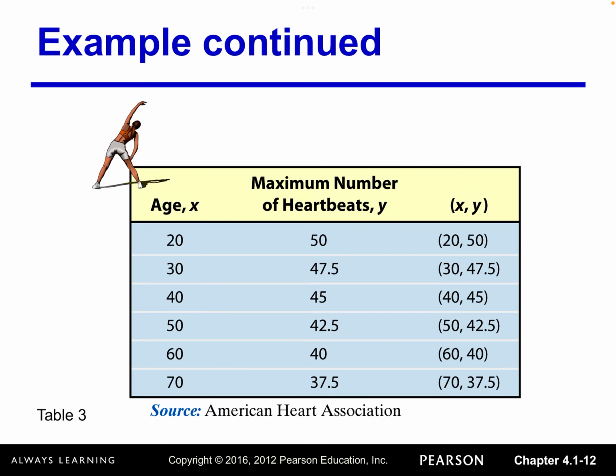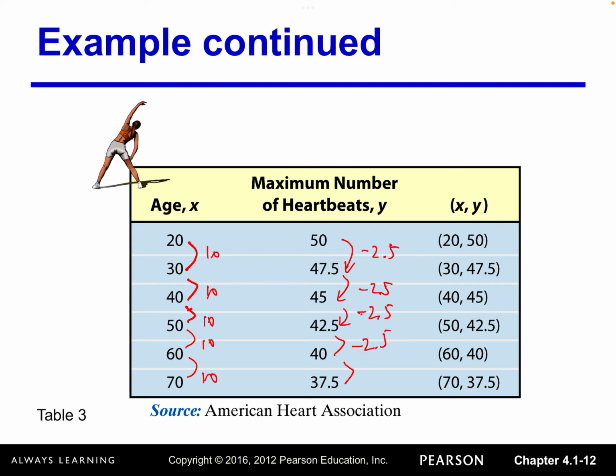All right, now let's look at the next data. So x every time increases by 10, right? That's the age. And then y every time what? From 50 to 47.5 is down 2.5, right? From 47.5 to 45, also down 2.5. And then you can calculate all of them.